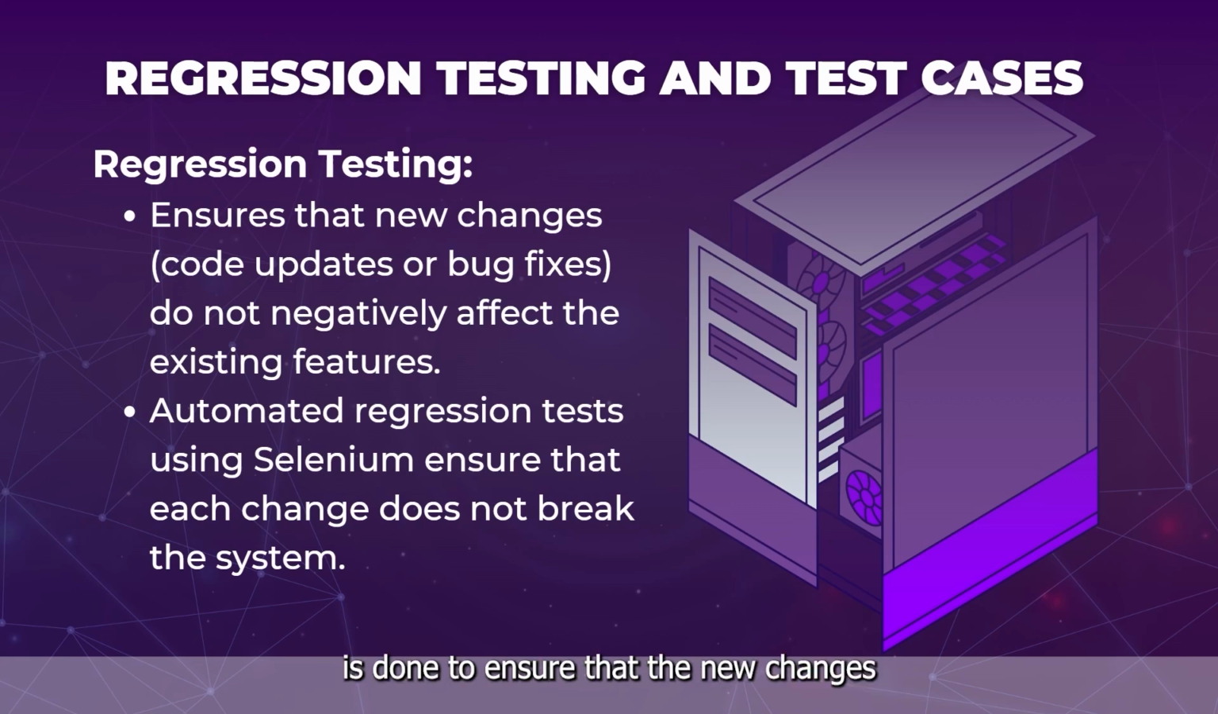Regression testing is done to ensure that the new changes, like code updates or bug fixes, that are done recently do not negatively affect the existing features. On the other hand, automating these regression tests using Selenium ensures that our change does not break the system or other functionalities that were working before the testing or the bug fixes were made. So this may deal with new bugs that will arise, or bugs that were solved before but reappeared after the bug fixes and code updates.